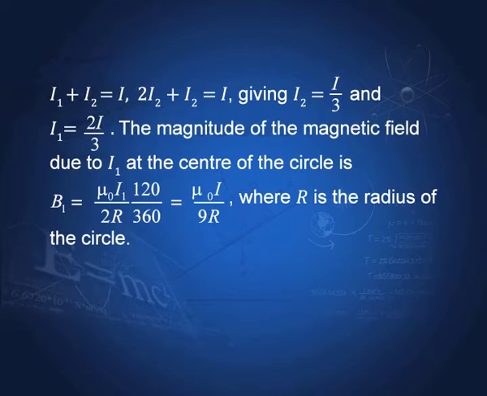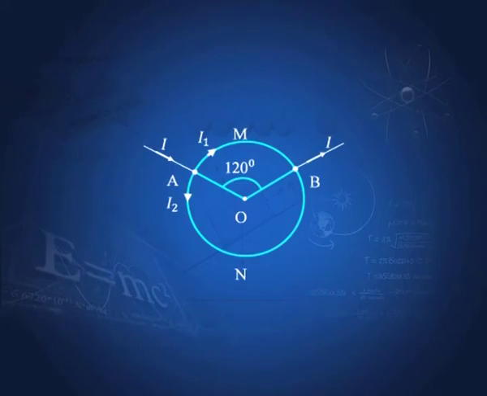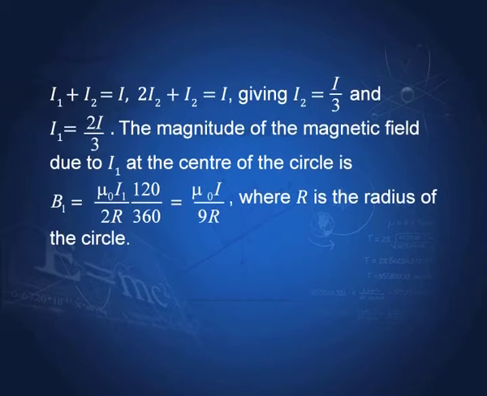So, I have established that the current in this arm is 2 I by 3, and the current in this arm is I by 3. Now, the magnetic field, you know, is mu 0 I by 2 r, and since it is not the complete circle, it is only 1/3 of the circle. Therefore, the magnetic field due to this part is mu 0 by 2 r into I 1 into 120 by 360, that is 1/3. If you substitute the values here, I 1 is 2 I by 3, the 2 gets cancelled, and this is 1 by 3, 3 into 3 is 9. So, it is mu 0 I by 9 r.